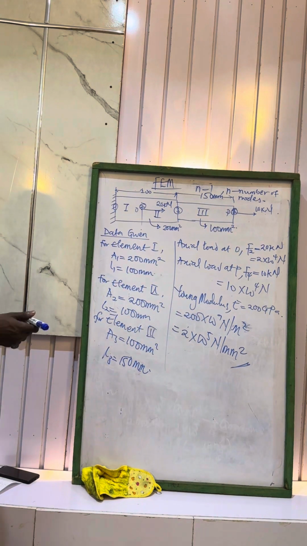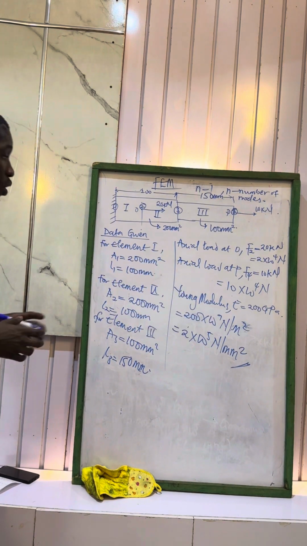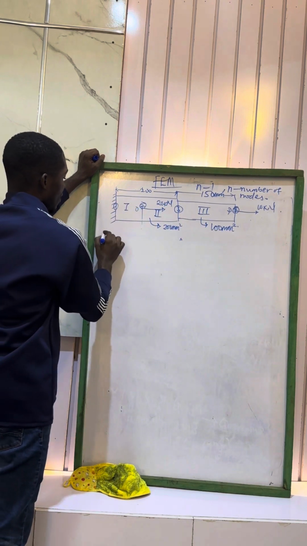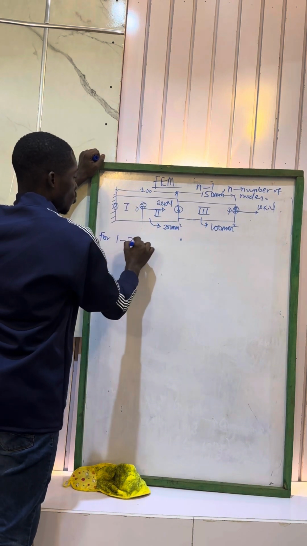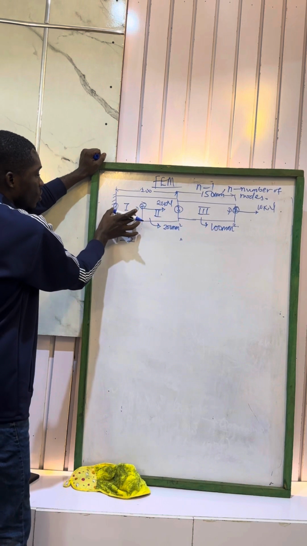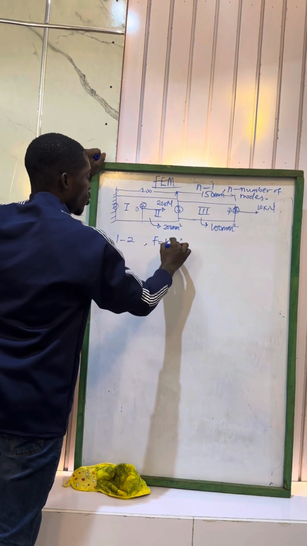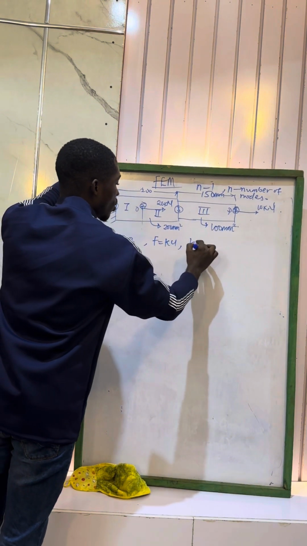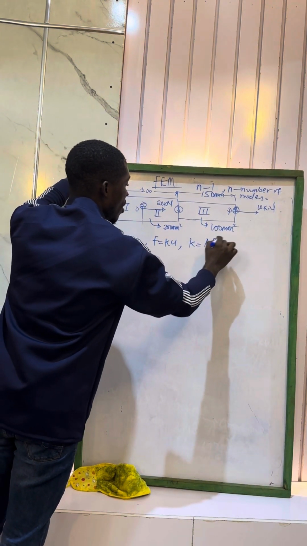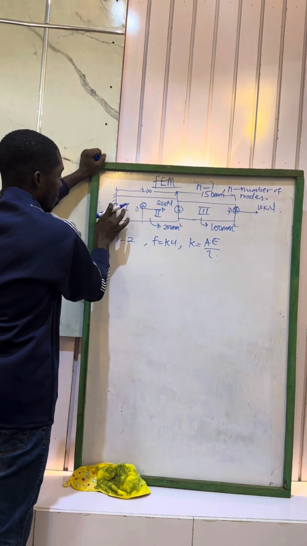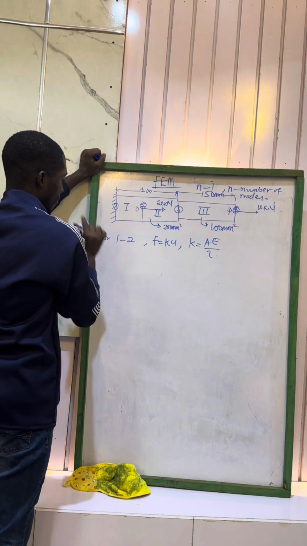The next thing we're going to do is to discretize it. After discretizing it, we assemble the global matrix, then we solve it. Now let's discretize. We consider it from node to node, so from node 1 to 2. Remember from Hooke's law that F equals KU, where K equals AE over L. So for node 1 to 2, our node 1 is this, right?